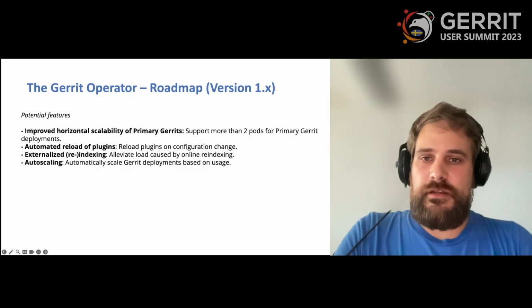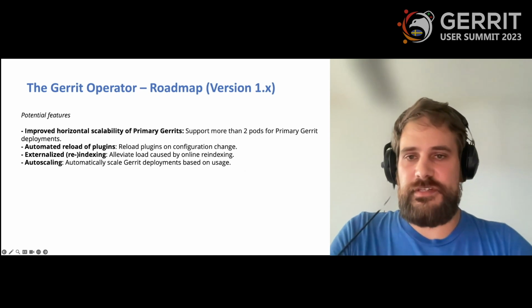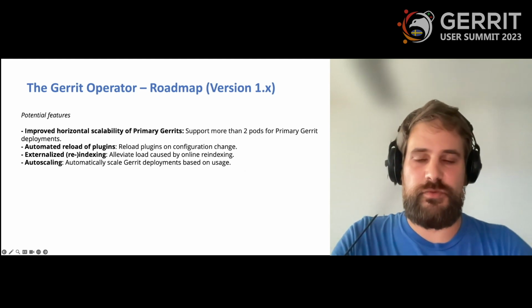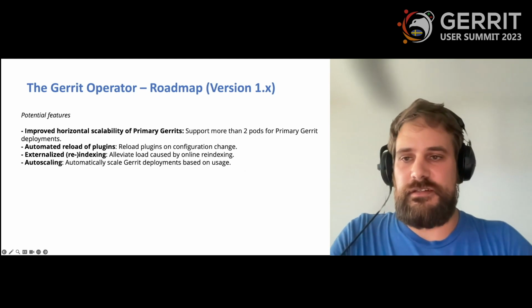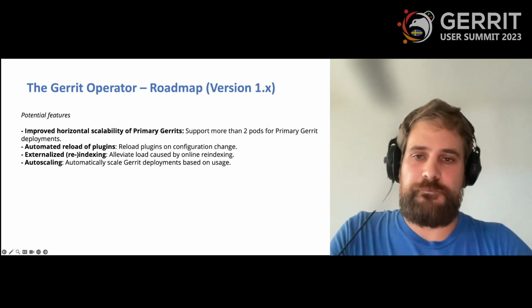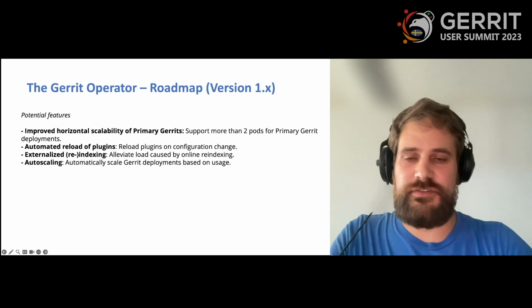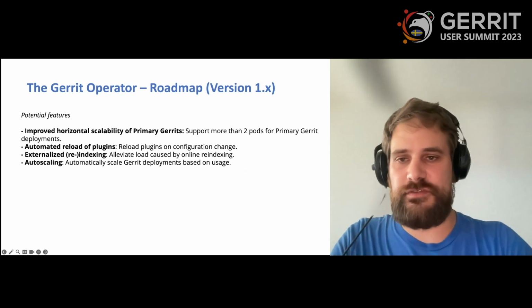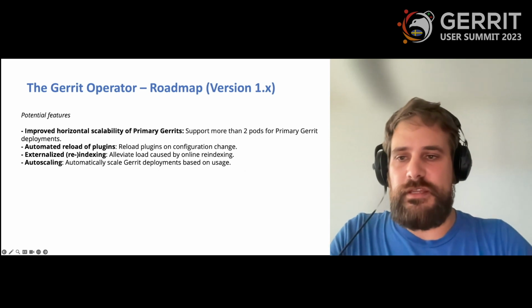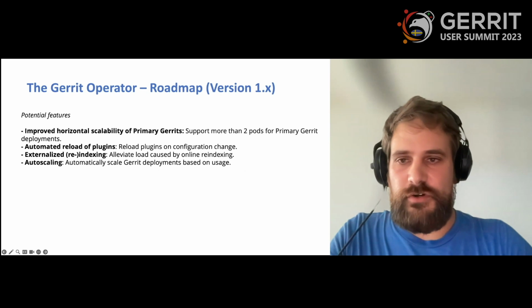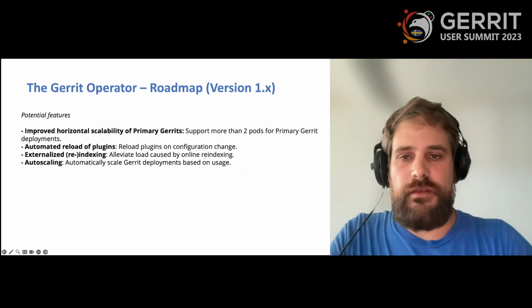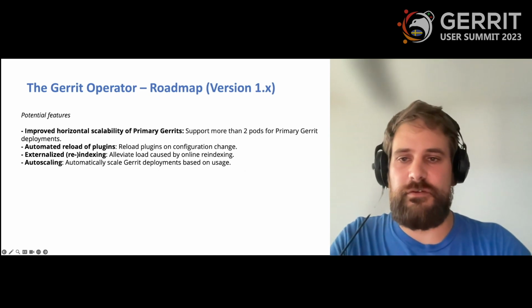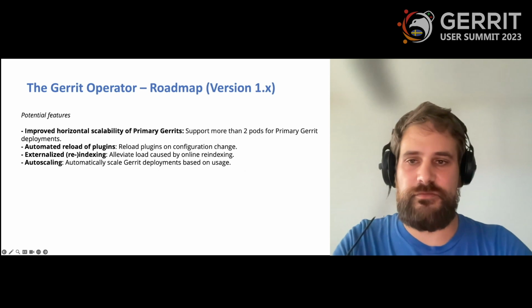But we won't stop there. We have plans for after 1.0. So first of all, we want to support to scale primary Gerrits to more than 2 pods. This is likely currently just limited by the JGroups implementation, which still has a hard-coded assumption that we can only use 2 primary Gerrits. So this should be straightforward to support. Then we want to automatically reload plugins instead of restarting all pods. So to improve availability or the risk of doing changes in the plugin configuration.